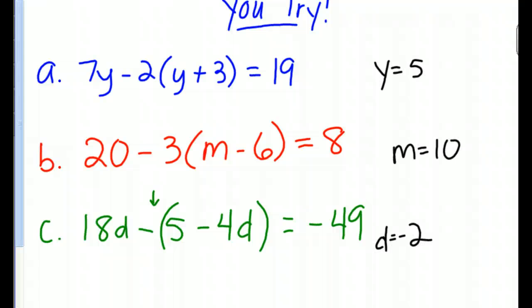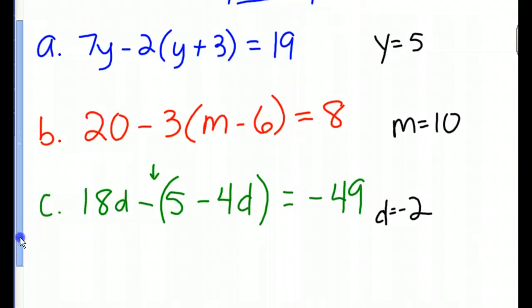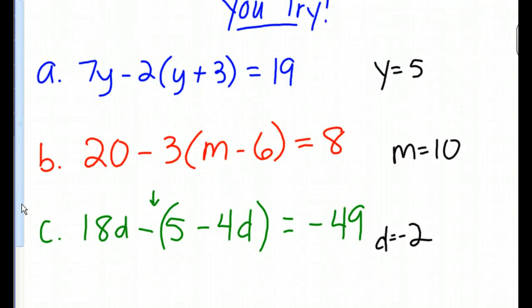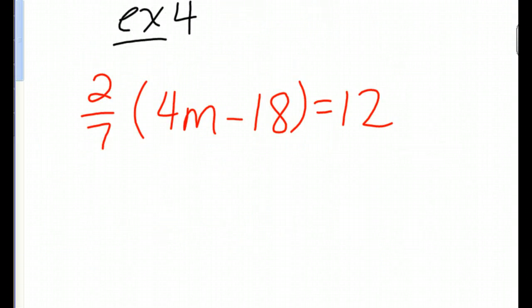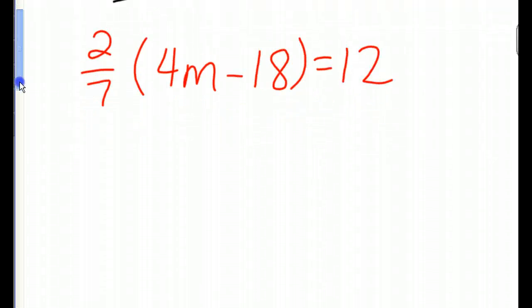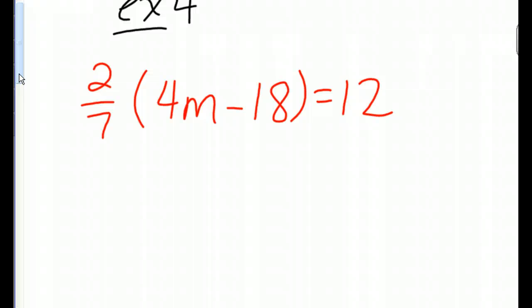All right, so there are the answers for A, y equals 5, B, m equals 10, C, d equals negative 2. So if you need help on those, please go back and watch the video. Now for some more examples. These examples aren't going to have U-tries on them because they're pretty difficult. They use fractions that are not easy to work with.